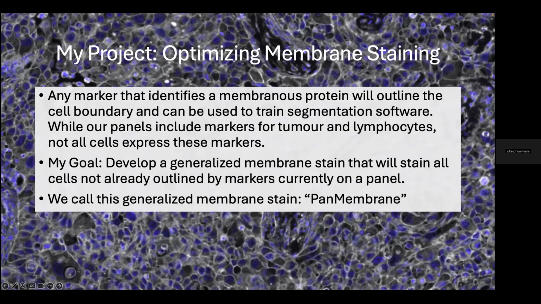And that's where my goal comes in. My goal is to develop a generalized membrane stain that will stain all the cells not already outlined by markers currently on a panel. We call this generalized stain, from now on I'll be calling it, the PanMembrane stain. PanMembrane as in it will get all the membranes.